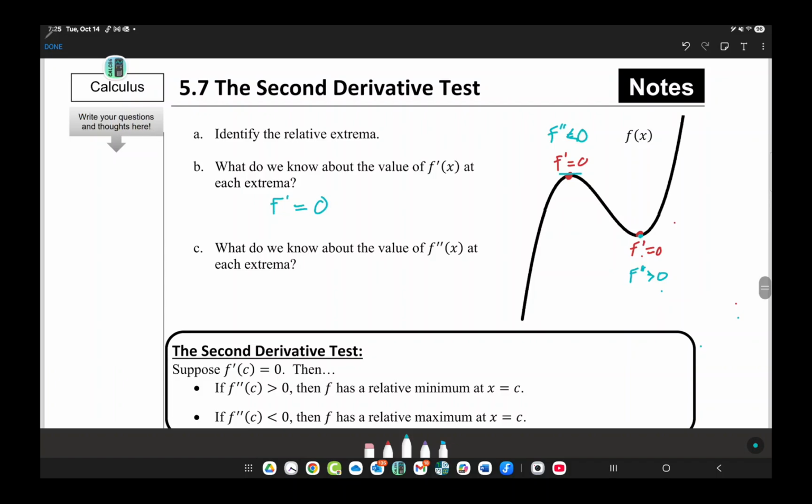So the idea here is we're going to take the first derivative, set it equal to 0 to find our critical points, take the second derivative and plug in those critical points. If we get a positive, we know it's concave up, so we have a local minimum. If we get a negative, we know it's concave down, so we have a local max. That is the second derivative test. So all that's right here.